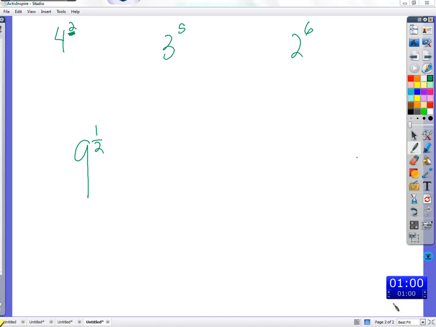Okay, so let's talk about this. What does 4 to the second mean? 4 times 4. Right? 2 factors of 4. 5 factors of 3. 6 factors of 2. Okay, so if we go over here, 9 times itself half a time, or half of a factor of 9. It's kind of weird to think about, to be able to just make sense of it that way.